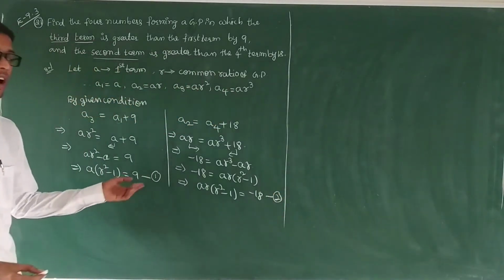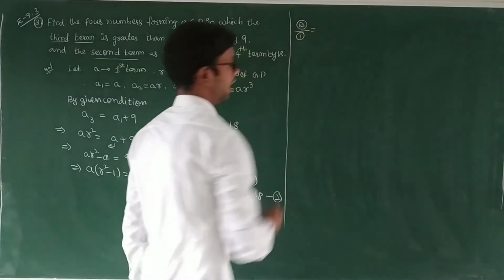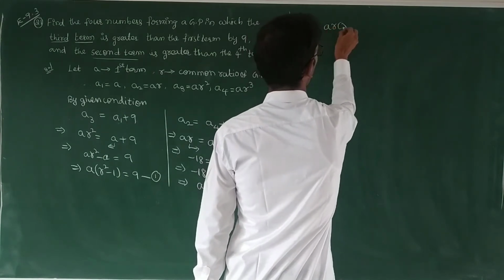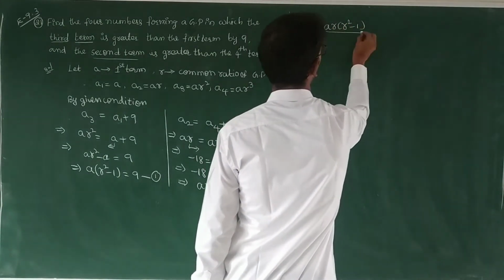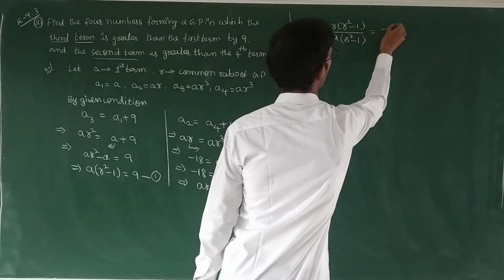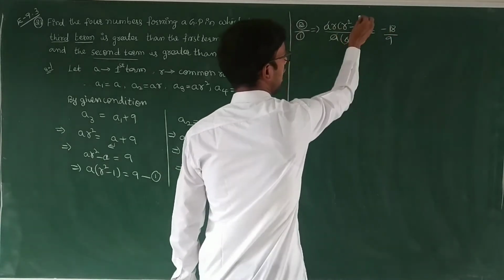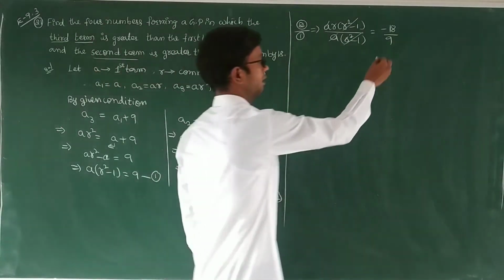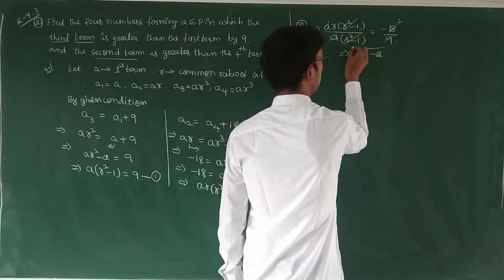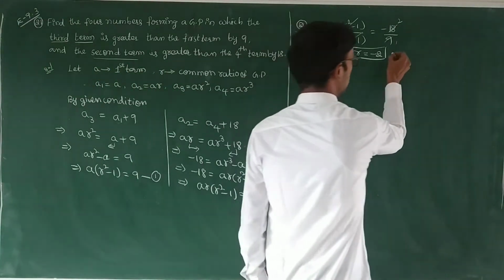Now I will divide 2 by 1. AR into R square minus 1 divided by A into R square minus 1 is equal to minus 18 by 9. A gets cancelled, R square minus 1 gets cancelled, and 18 by 9 is 2. This implies R is equal to minus 2. R is equal to minus 2 we got.